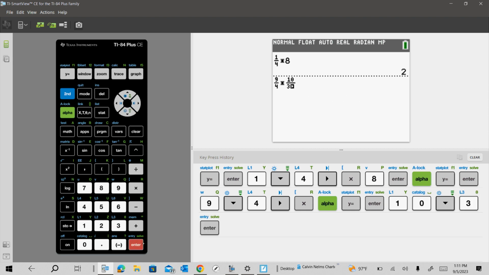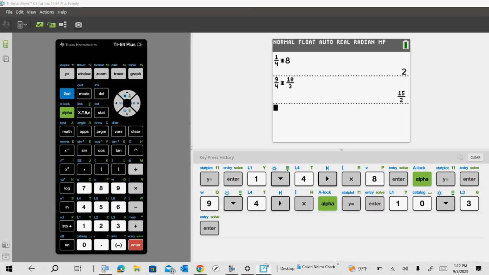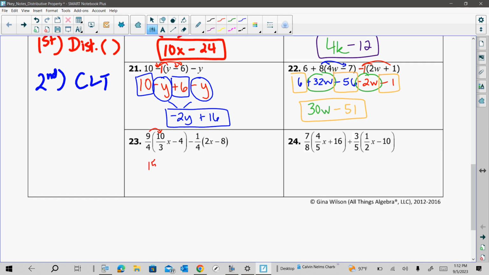15 over 2x. Yes, you should get 15 over 2 for the first term when you multiply the fractions. So 15 over 2x. But now we have to do this 9/4 times this minus 4. This should come out to be a whole number. Yeah, so this becomes minus 9.